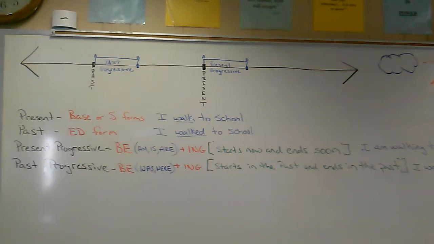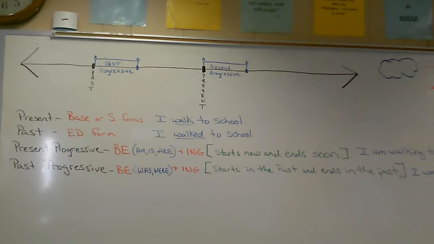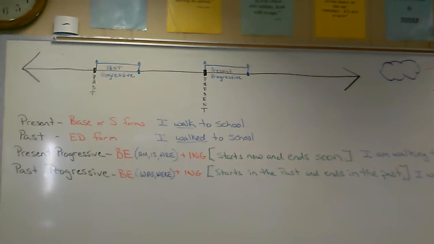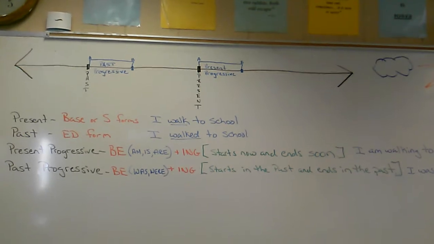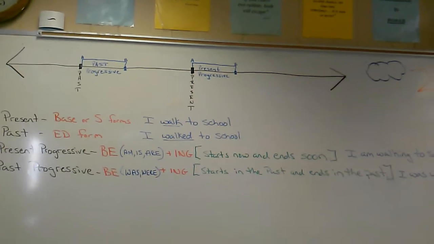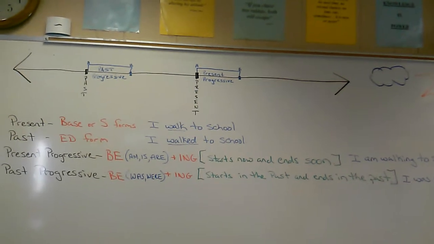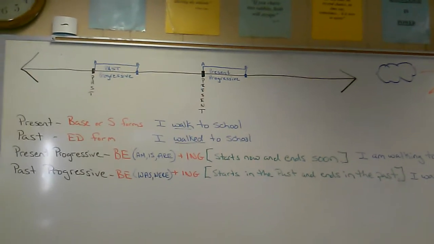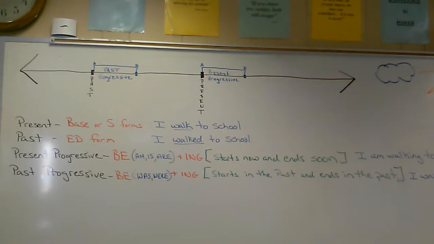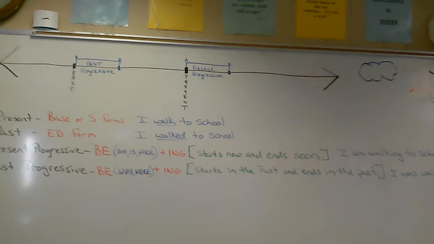Whenever we put be plus the form of the verb in ing, we get the progressive tense. For it to be present progressive, we would have to use am, is, and are as a form of be plus ing. I am walking. Past tense, we would have to use was or were. So it would be was walking or were walking.